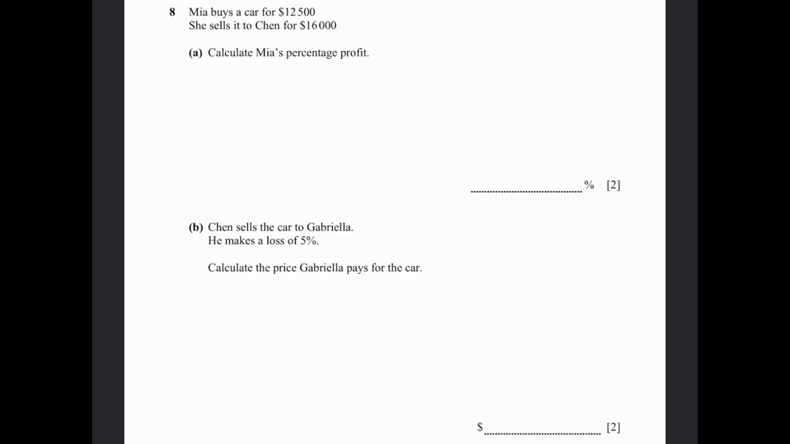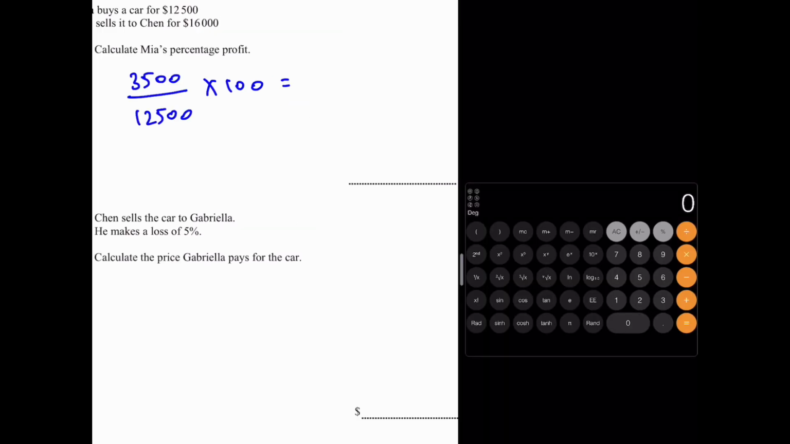Question 8. Mia buys a car for $12,500. She sells it to Chen for $16,000. A, calculate Mia's percentage profit. So first, it's 16,000 minus 12,500. That's equal to 3,500. We divide that by the original value, multiply by 100. That's the percentage profit. So let's get a calculator out. And now we have 3,500 divided by 12,500 multiplied by 100, which is equal to 28% profit. That's the answer.